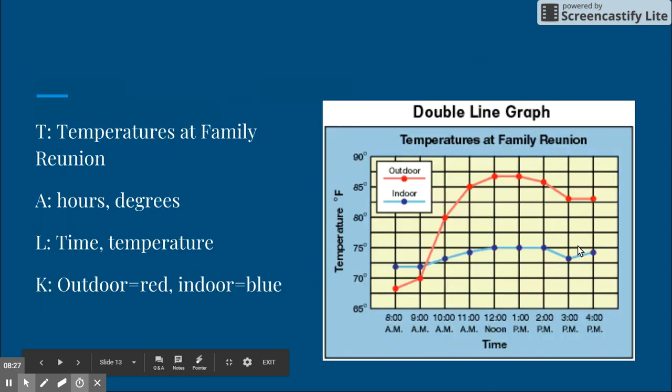And then one more example of that is here's our family reunion temperatures again. We already know what the title, the axis, the labels, and the key say, but what does this overall mean to us? And so from here, I can draw some conclusions that the outdoor temperatures, it was extremely more hot outside than it was inside. It was very cool inside throughout the day. It never left the 70s, which sounds really nice. And so you can make decisions this way.